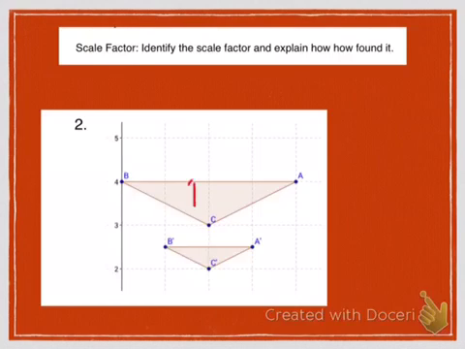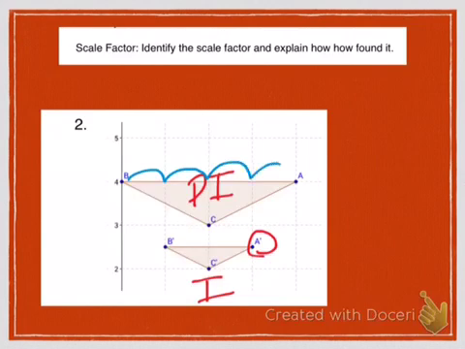So this is my pre-image. And this one would be my image because it has the little tick marks here. So again, I need to find the scale factor. So I want to locate the horizontal line. That's 1, 2, 3, 4 boxes. And on the image, it's 1, 2 boxes.